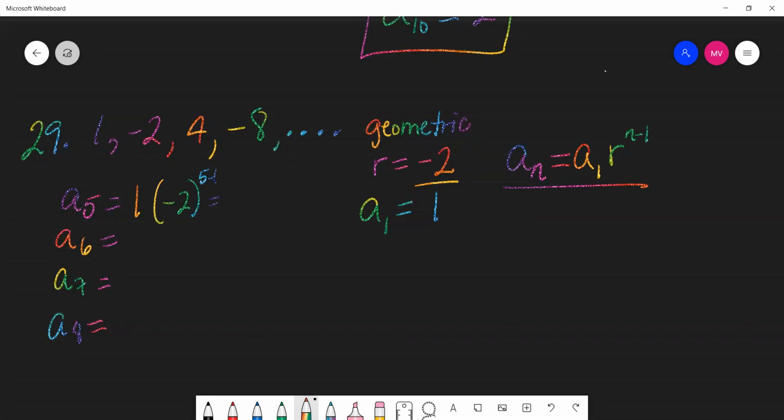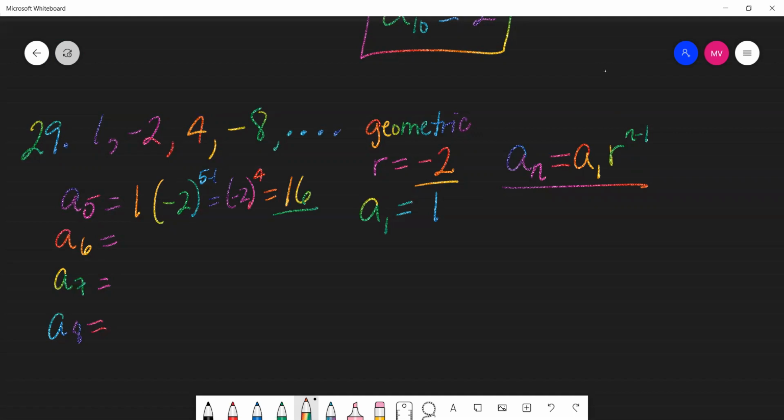Anything times 1 is just itself, so this is -2 to the power of 4. -2 times -2 is positive 4, times -2 is -8, and then -8 times -2 is +16. So we have 16.